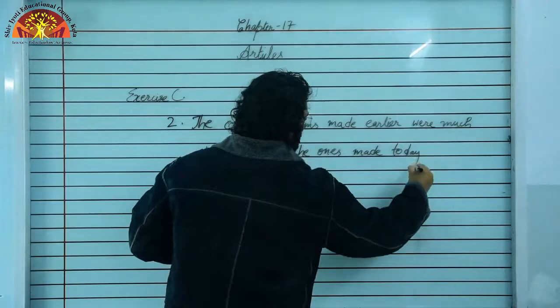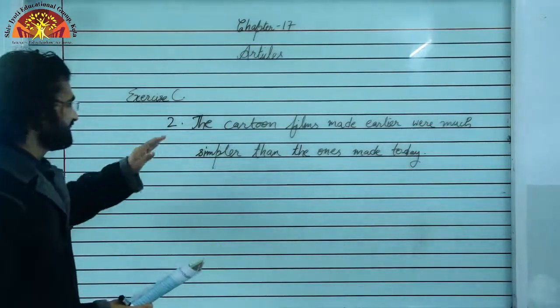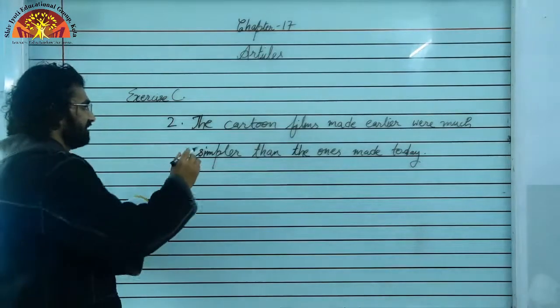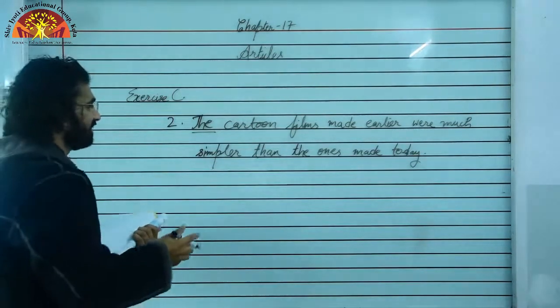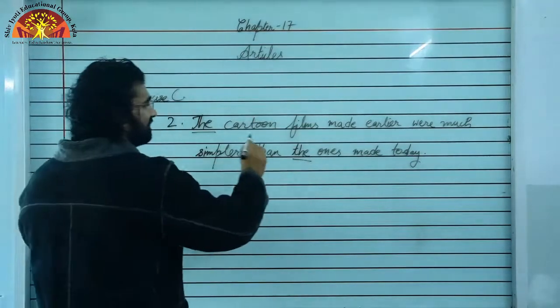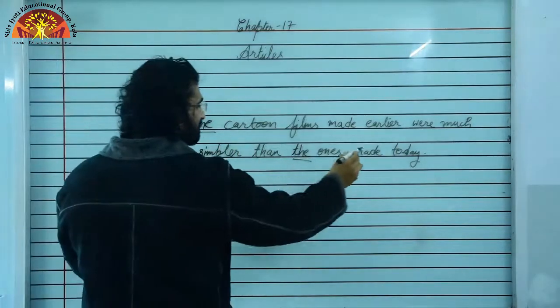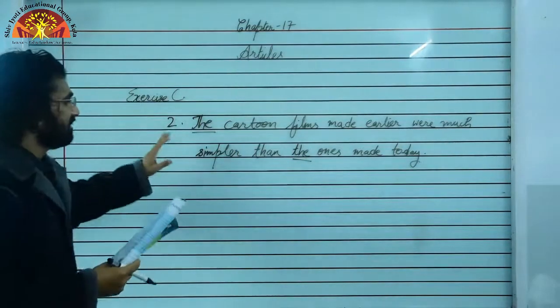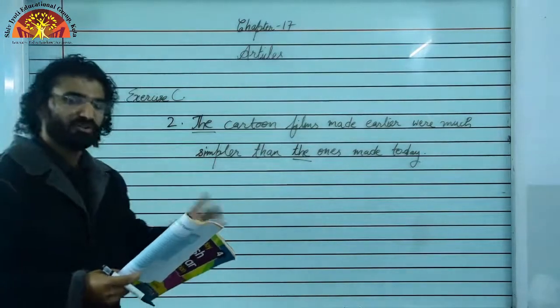So can you see the article "the" in this sentence? Please pay attention. Yes, here we have an article, "the cartoon films." And where else do we have it? We have it here. "The cartoon films made earlier were much simpler than the ones made today." So both times it has been used correctly, so we are not going to circle it.